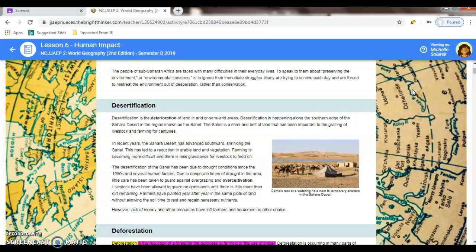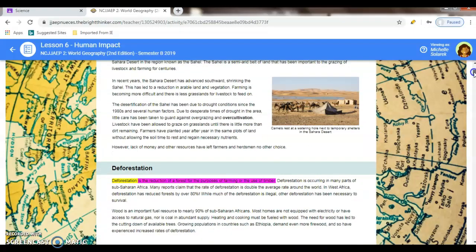centuries. So, in recent years, this has led to the reduction of arable land and vegetation, and farming is becoming more difficult in this area as there is less grassland for livestock. And then it talks about overcultivation, which has been a reason, or has been limited because of the arable land.